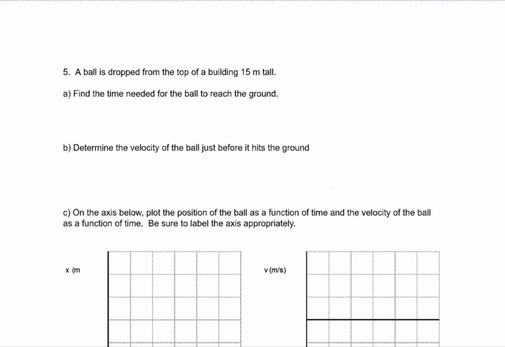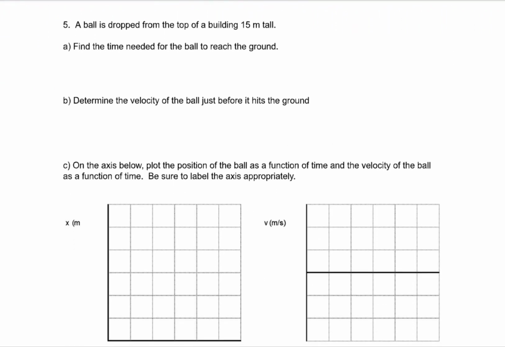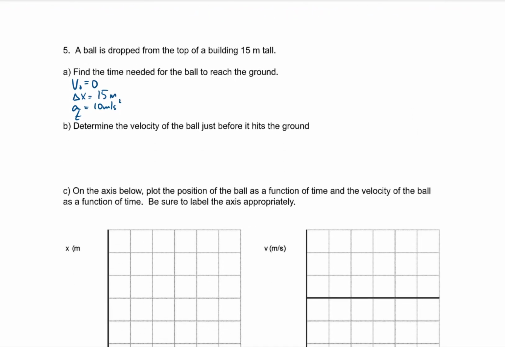Continuing with question 5. A ball is dropped from the top of a building that's 15 meters tall. Find the time needed for the ball to reach the ground. We're going to write down our knowns. Since it's dropped, the initial velocity is 0. It's falling 15 meters, so the delta x is 15 meters. And because it's in free fall, this is important, the acceleration is 10 meters per second squared down. I want to know the time it takes for all of that stuff to happen.